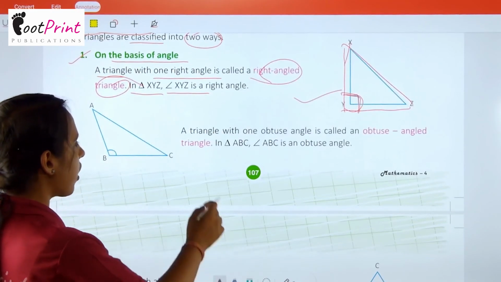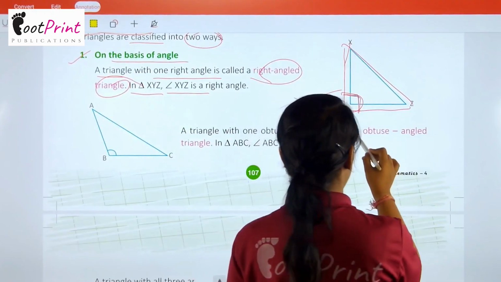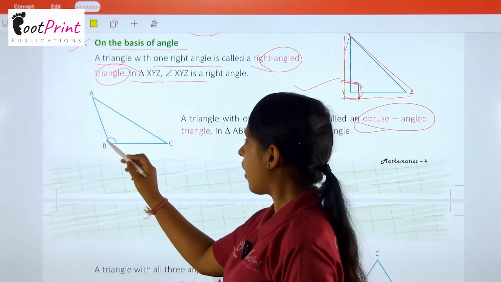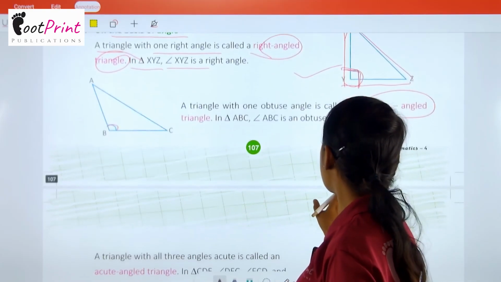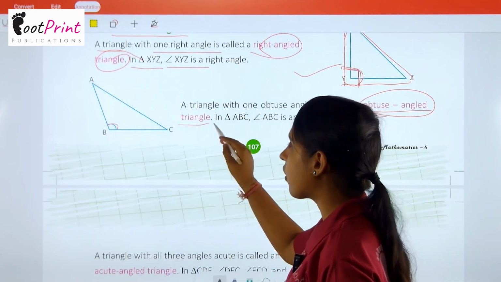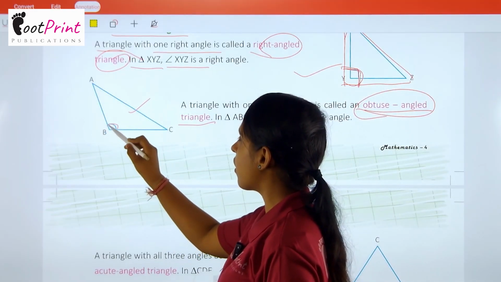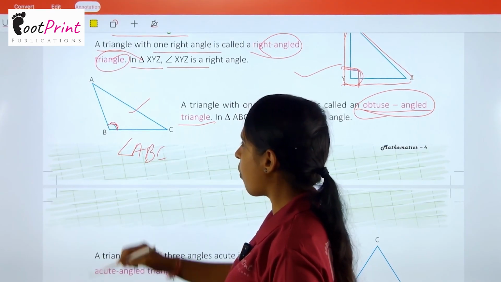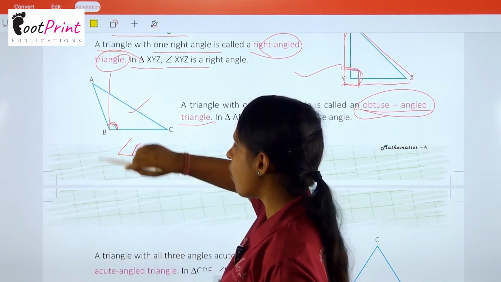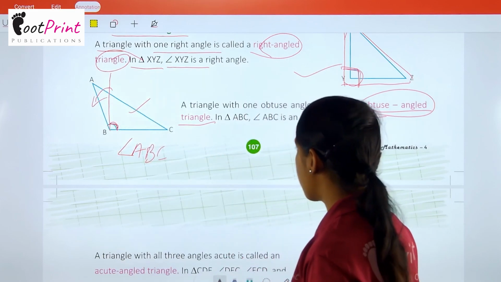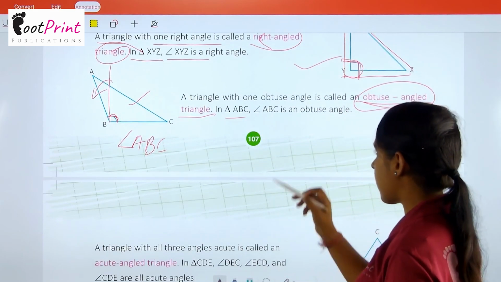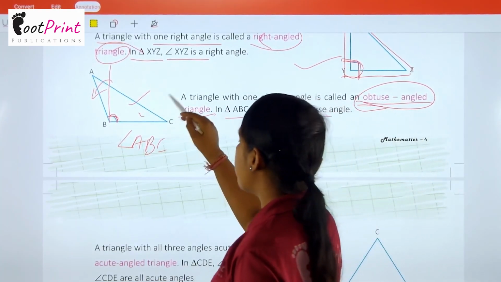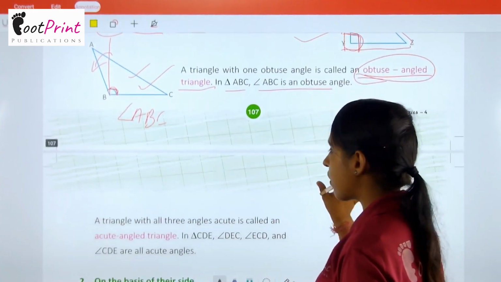Now a triangle with one obtuse angle is called an obtuse angle triangle. So if a triangle has one angle as an obtuse angle, that will be an obtuse angle triangle. Okay, so here in this figure we have one obtuse angle, that is angle ABC. So it is an obtuse angle. How do we know? It is more than 90 degrees. So we can say that in triangle ABC, angle ABC is an obtuse angle. So the triangle will also be an obtuse angle triangle.